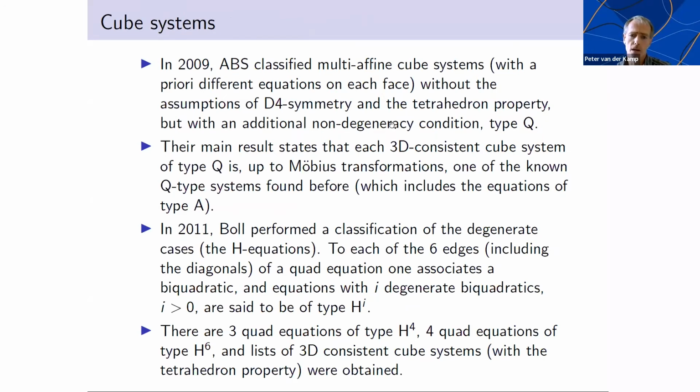Then in 2009, ABS, Adler-Bobenko-Suris, came up with a new classification where they did not assume the D4 symmetry or the tetrahedron property, but specifically put in this non-degeneracy condition. And they said that all equations in this class were already known.